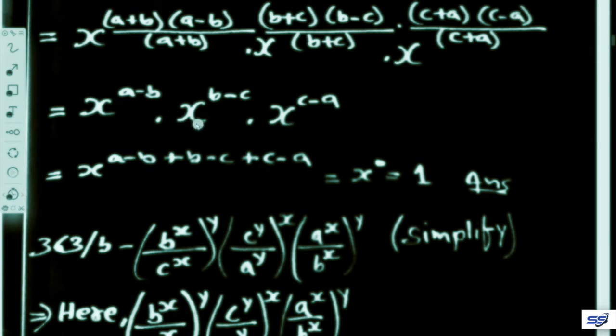Now here the base is the same. All the bases are the same, so it shall be placed only once, equal x, and the powers shall be added: a minus b plus b minus c plus c minus a. Here comes a minus b plus b minus c plus c minus a.